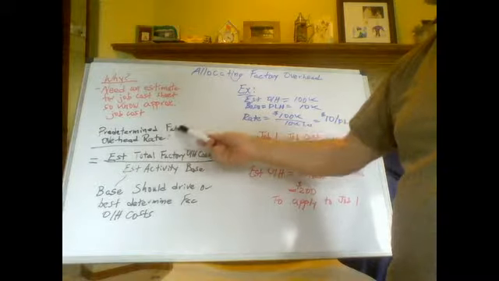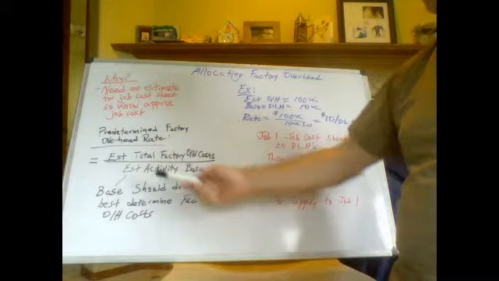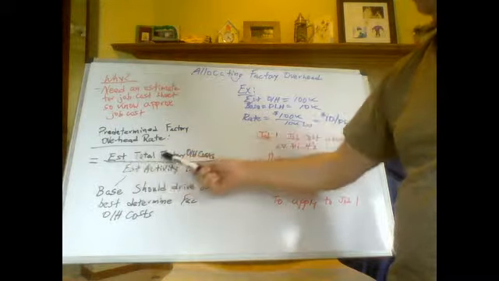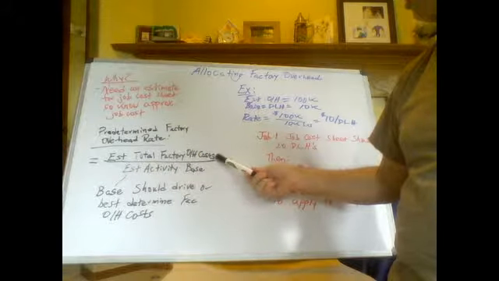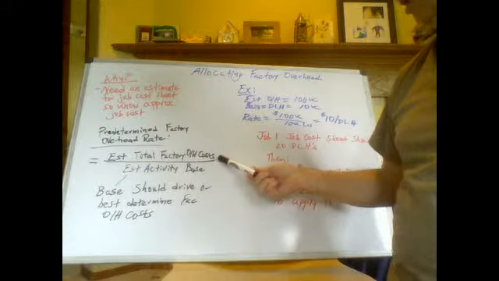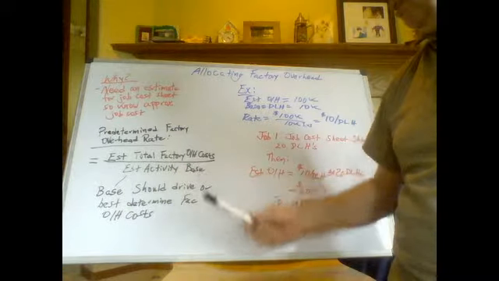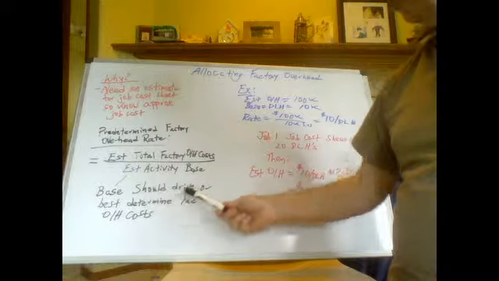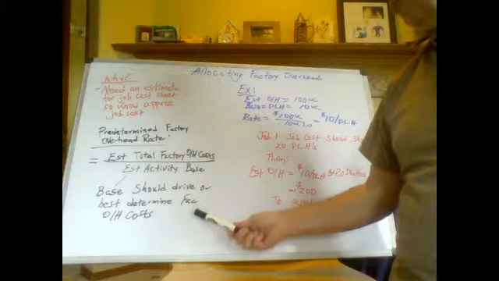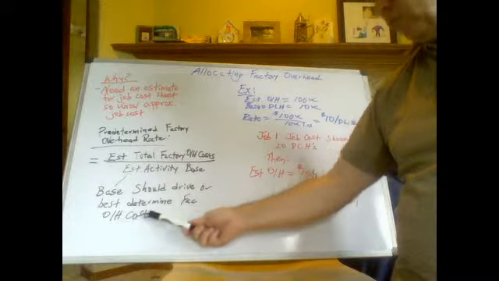First, we need to know the predetermined factory overhead rate, and that's given by the formula: the estimated total factory overhead cost in dollars for a period of time divided by the estimated activity base. That base should drive or best determine the factory overhead cost.